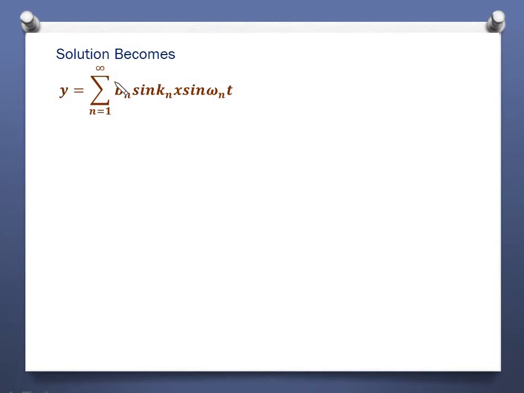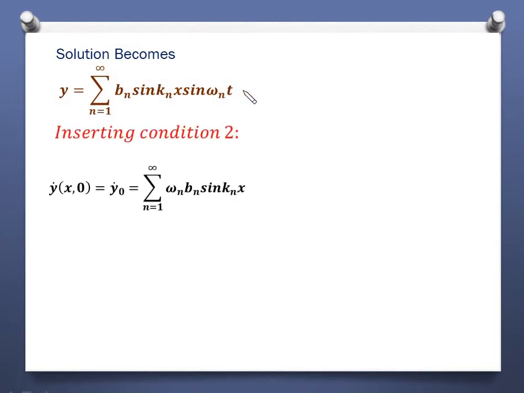To find this, we use our second initial condition, which is y dot at t equals 0. So y dot, if you just take the time derivative, will become omega n cos omega nt. Cos omega nt will be 1 at t equals 0. So we will be left with this. Now we have this equation. This bn, remember, we can determine using the Fourier series method. We are exactly following the previous lecture.